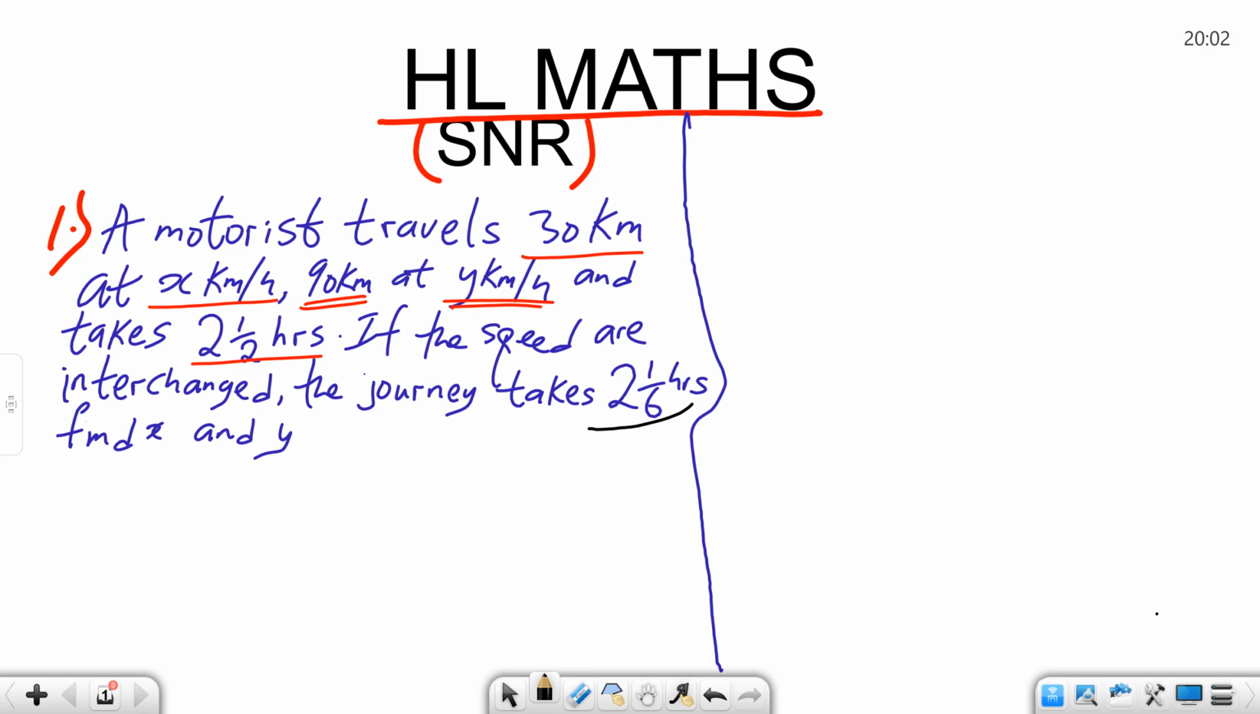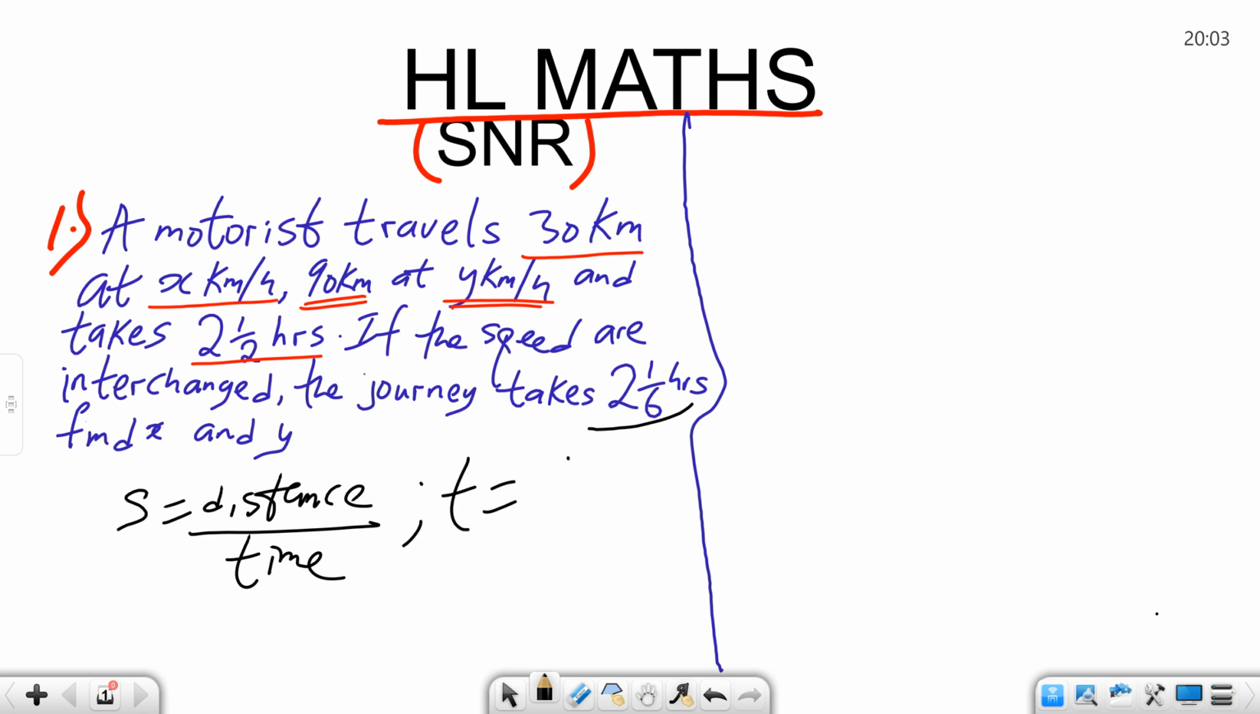If the speeds are interchanged, okay, before we get to that, let's just go ahead and break down the first part of the question. This is talking about speed, distance, and time. We know that speed is distance over time taken. But then we have a value for time, 2.5 hours, so we can make time the subject. So time will simply be distance over speed.